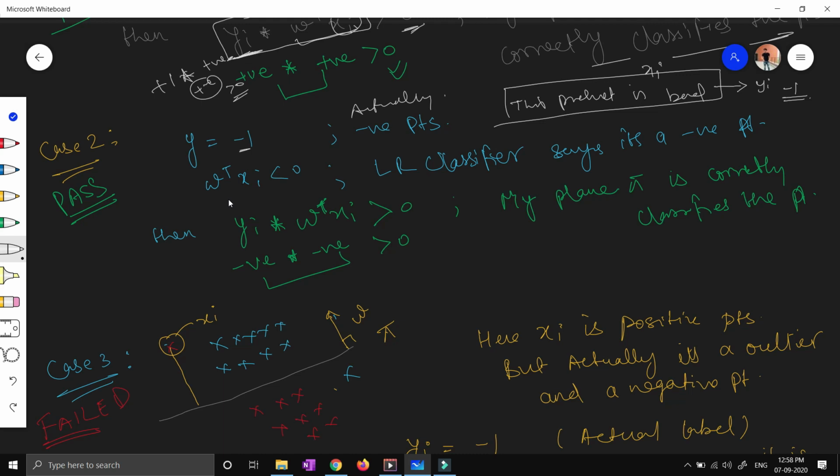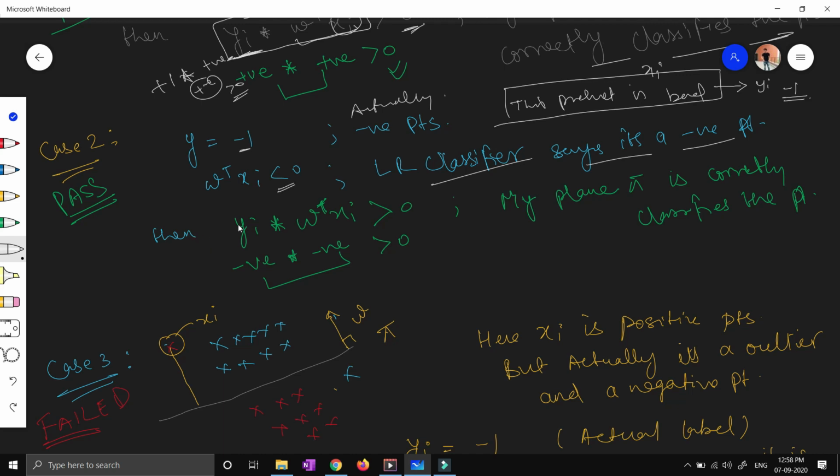My logistic regression classifier says that w transpose xi is less than 0, because it is a negative review, so it will turn out to be less than 0. So my logistic regression classifier says that it's a negative point.